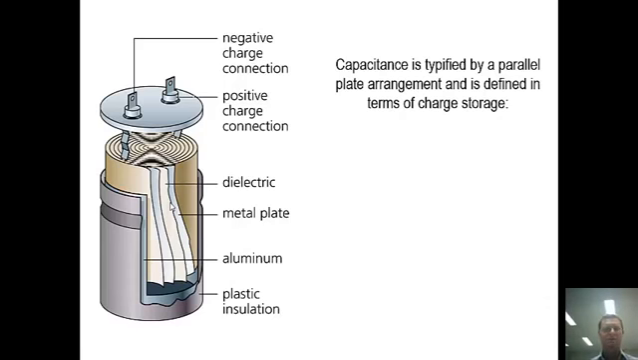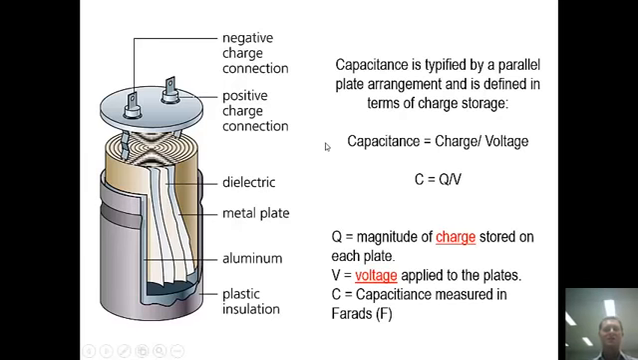Defined in terms of charge storage. So the purpose of these parallel plates is to store as much charge as possible. It's a charge storer. So capacitance equals the charge stored divided by the voltage applied to the plates. And what we're looking for is something to be able to store as much charge as possible with the smallest voltage possible, and therefore have the most capacitance. So crucially, it's a device for storing charge.